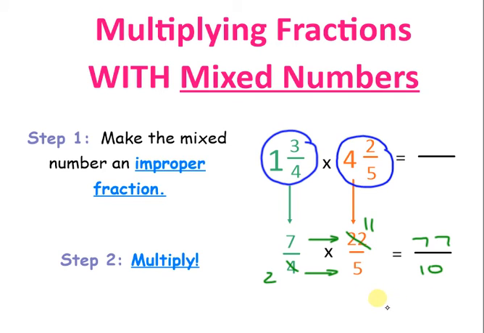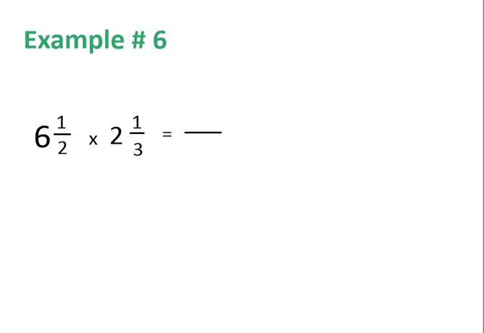And then I can also make this a mixed number. How many times does 10 go into 77? It goes in 7 times. 7 times 10 is 70. What's the difference between 77 and 70? 7, and you keep your same bottom. Okay? So either way will work. All right, let's do some practice with those here.